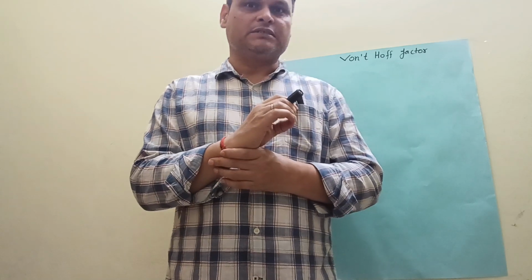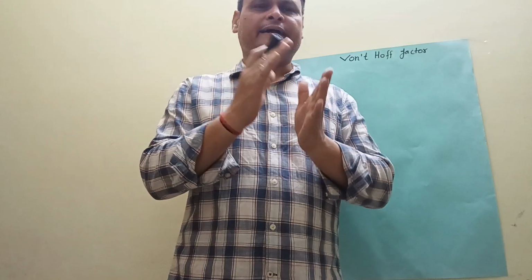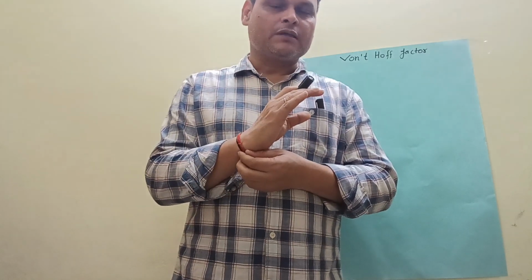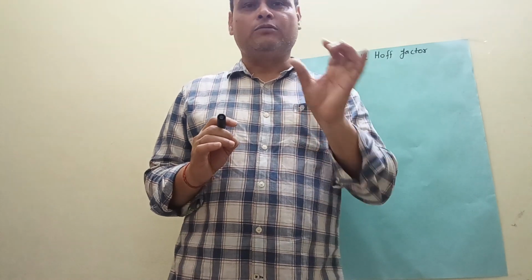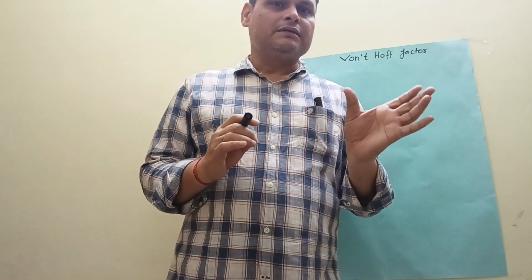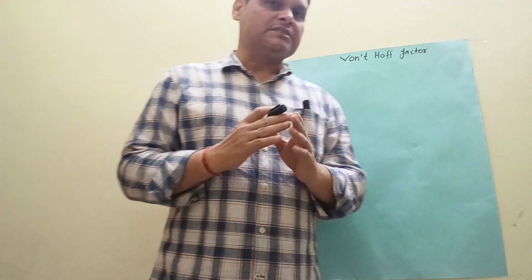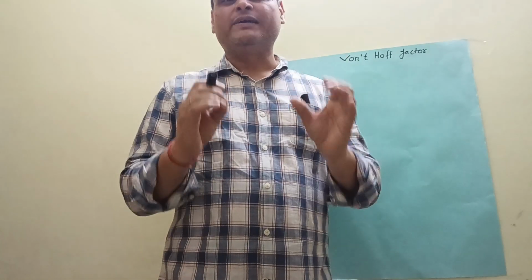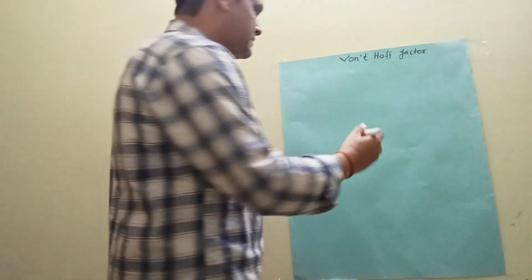value of colligative properties. So the ratio of observed colligative properties and normal colligative properties is called the van't Hoff factor. The van't Hoff factor gives the relation between the observed colligative properties and normal colligative properties. So in this video we will discuss where we apply the van't Hoff factor and how we calculate the van't Hoff factor.